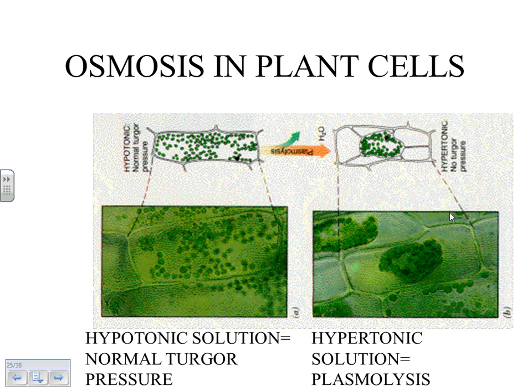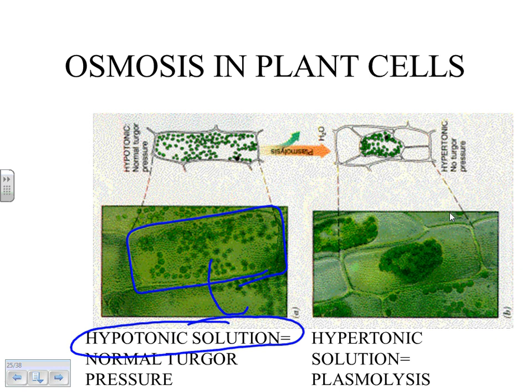Here's an example of what might happen if we soak the plant cell in a hypotonic solution. Remember, what that means is that the solution out here has less solutes in it than are in the plant, which means that water wants to move from areas of less solute concentration to areas of more solute concentration. Water continually goes into the cell.